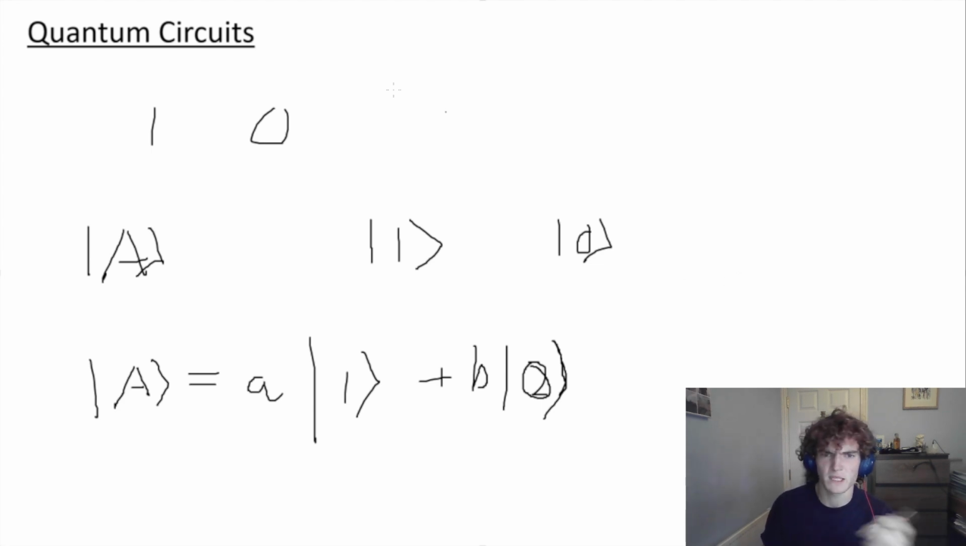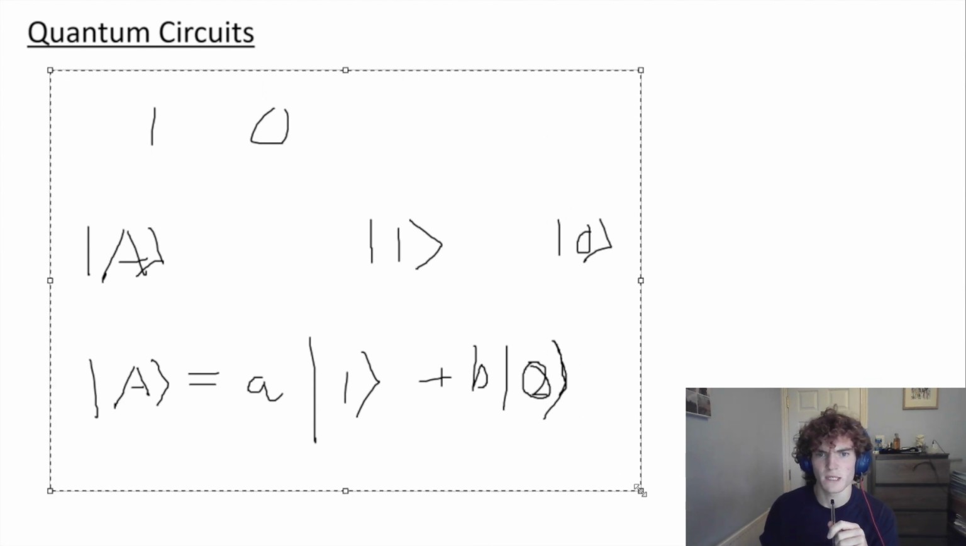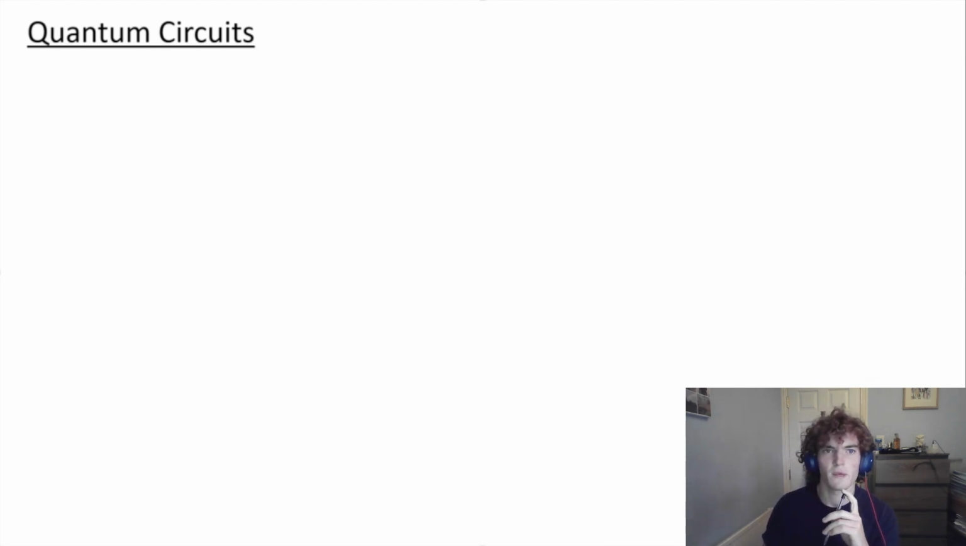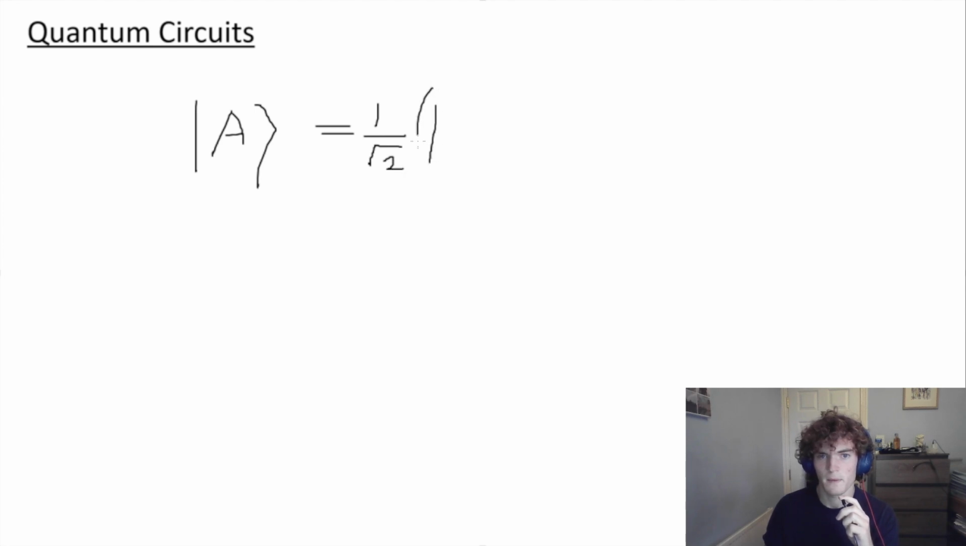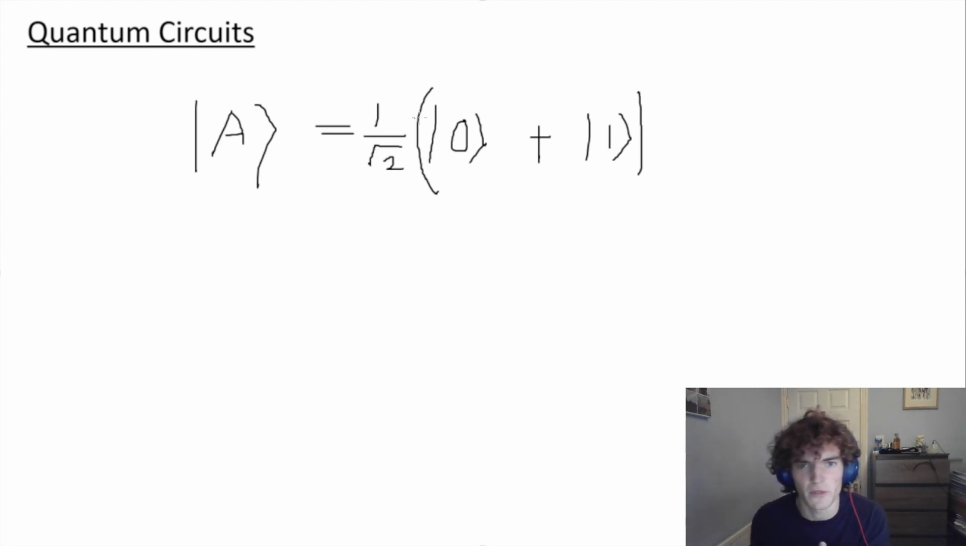So let's think of a basic example here. Let's erase this. If we have a qubit, A, in a state 1 over root 2 times (state 0 plus state 1), what we have is this 1 over root 2 obviously distributes over this bracket. So we have 1 over root 2 state 0 and 1 over root 2 state 1.